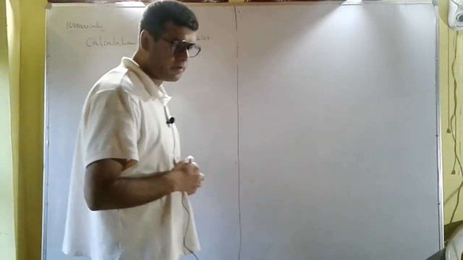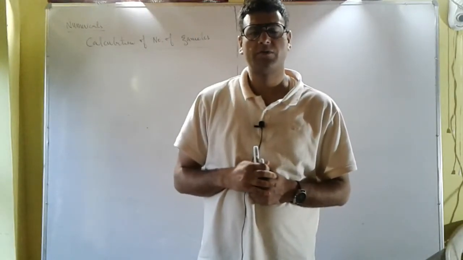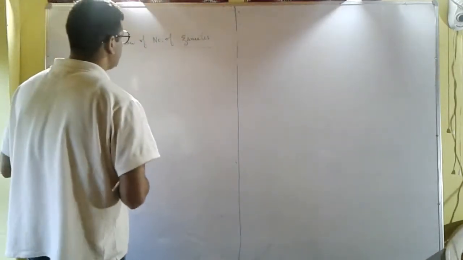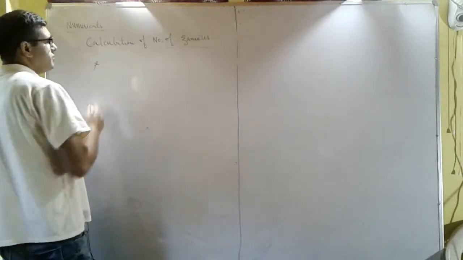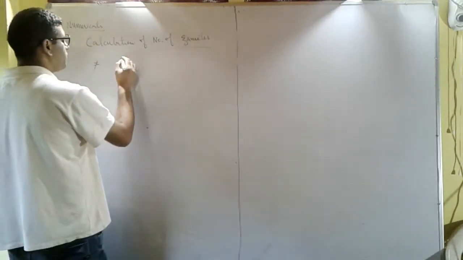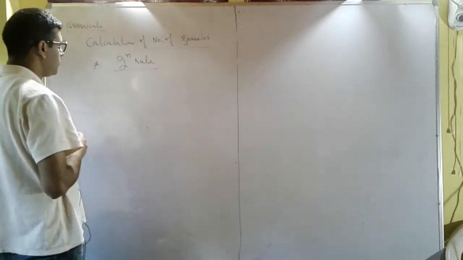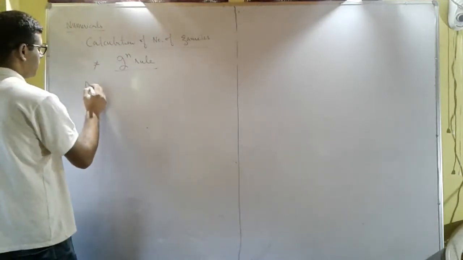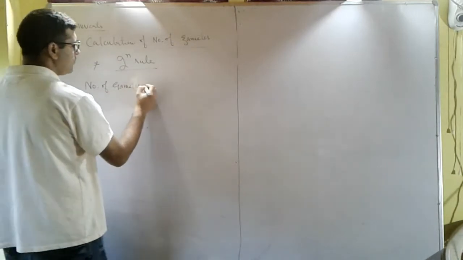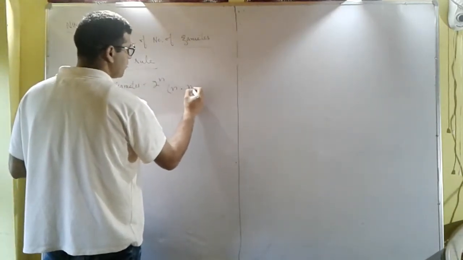So we'll talk about how we'll calculate the number of gametes. Calculation of number of gametes. Number of gametes is calculated by means of the 2n rule. So we have number of gametes is equal to 2 raised to the power n, where n is equal to the number of heterozygous alleles.